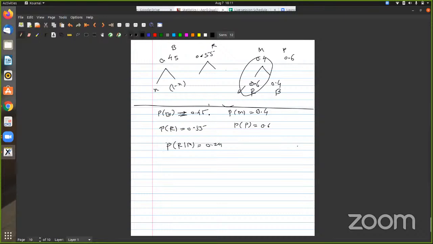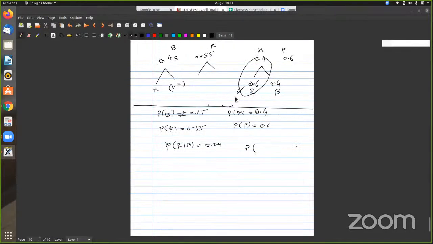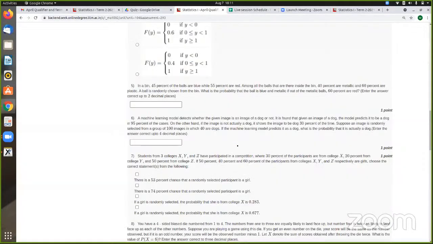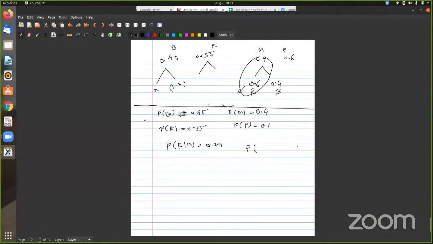Okay. Now what we need to find out is the probability of a blue ball given metallic. What is the probability that the ball is blue and it should be metallic? So B given M. Okay, B given M. So it should be direct, right? Yeah, so that I did. The total metallic ball is 0.16, right?